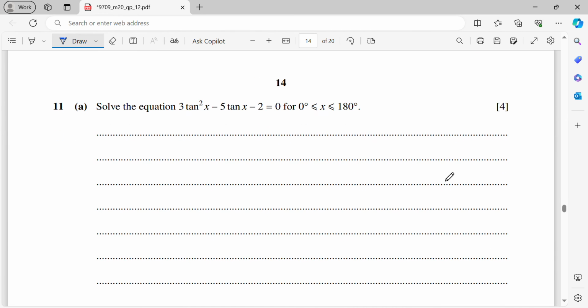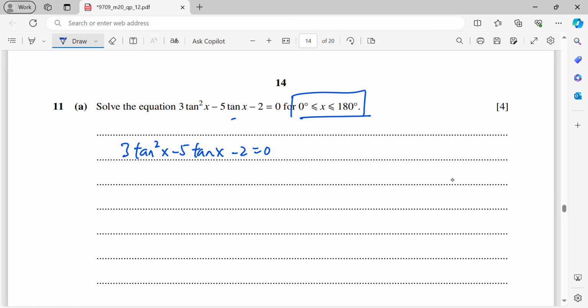Okay, now the next question, number 11a. Solve the equation. Your equation is in terms of tangent, and it is a quadratic equation. So I will copy back all these terms first. Your x is from 0 to 180 degrees. This quadratic, you can just factorize into two linear factors.